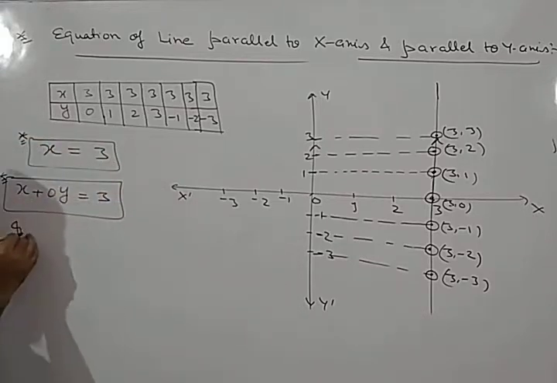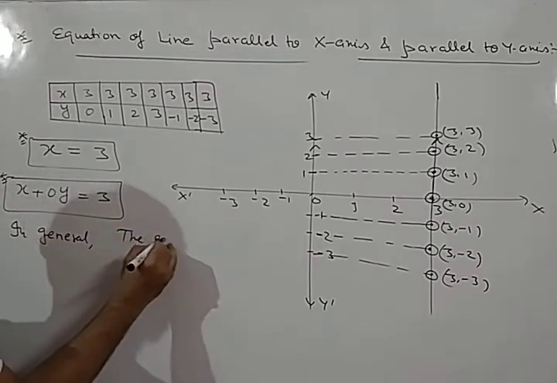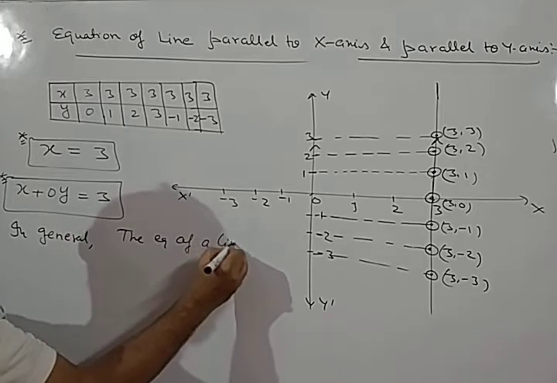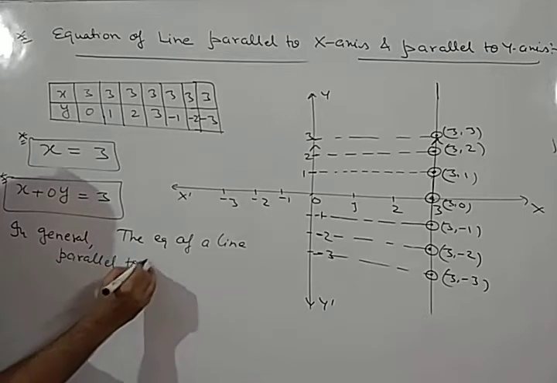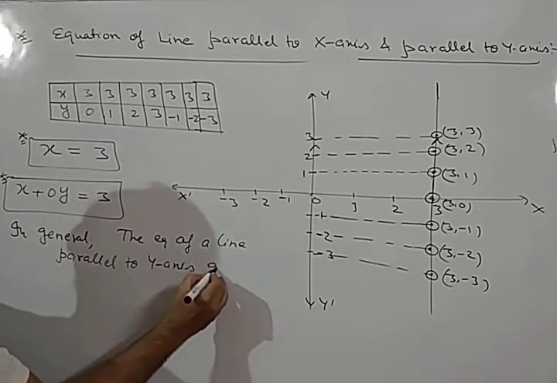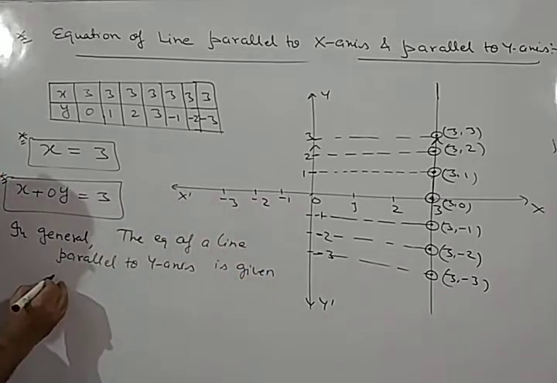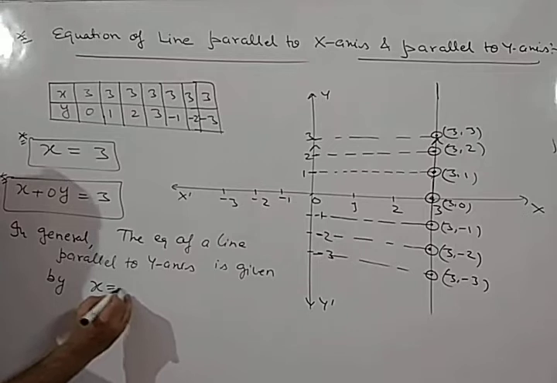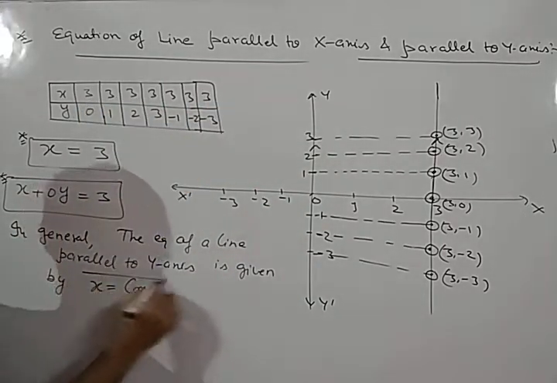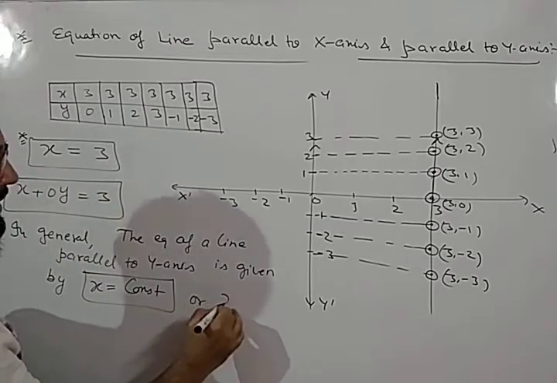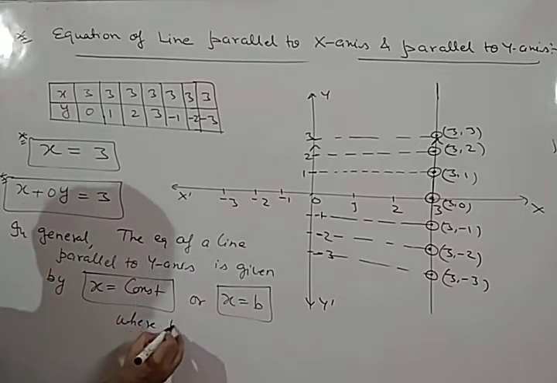It means in general, we can write the equation of a line parallel to y-axis as x is equal to constant, because here x is equal to constant. Constant may be any number, so we can write it as x is equal to b, where b can be any value.